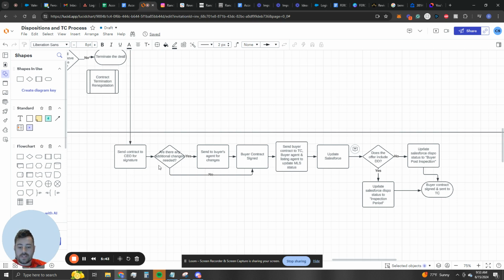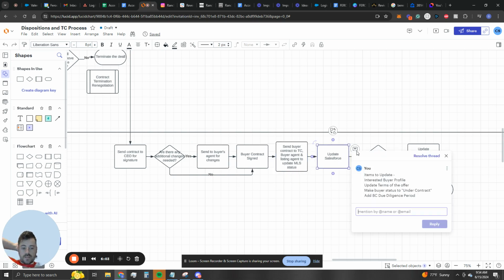Are there any additional changes needed? No. Okay, well then I'll sign, buyer contract signed, right? If there is, send to buyer's agent for changes. Then once you have the executed contract, we're going to have to send that to the TC, buyer agent, and listing agent to update the MLS. Then you update Salesforce, and what does that mean?